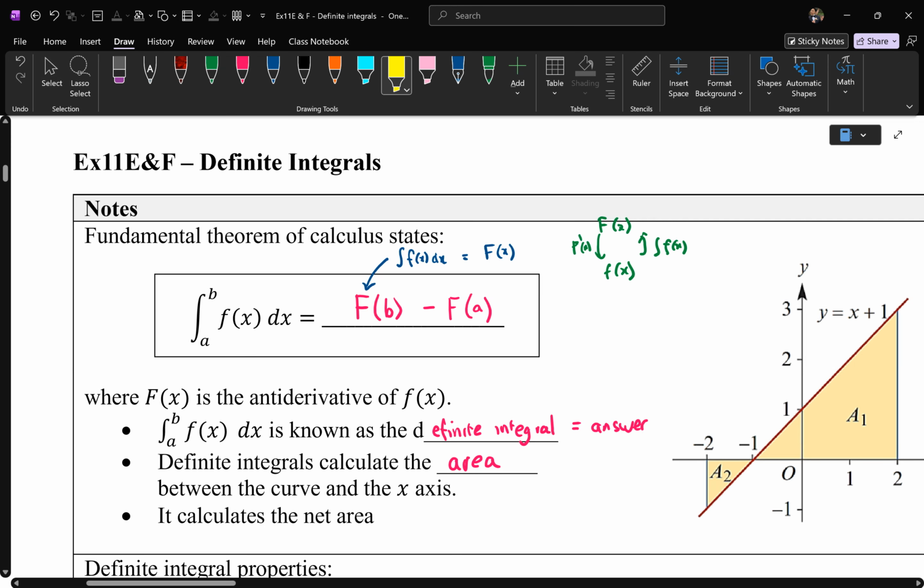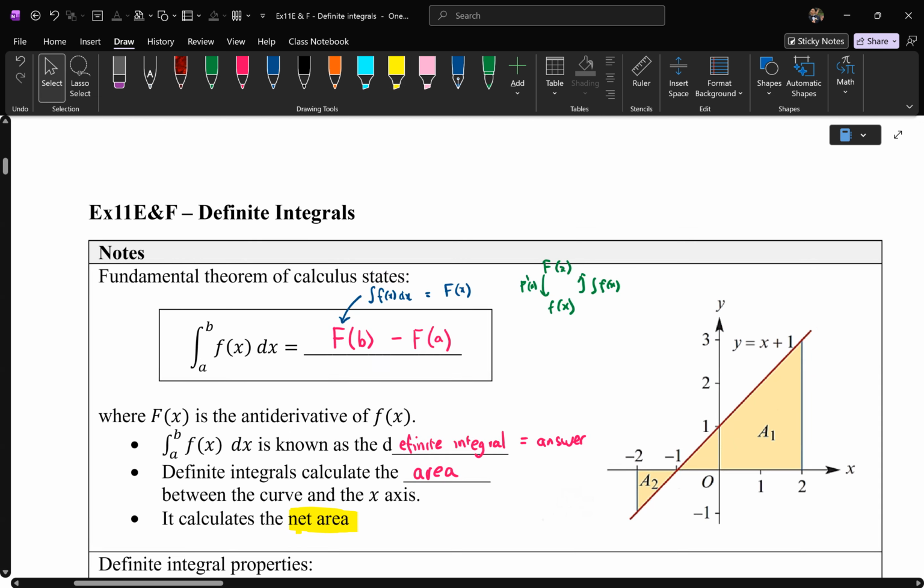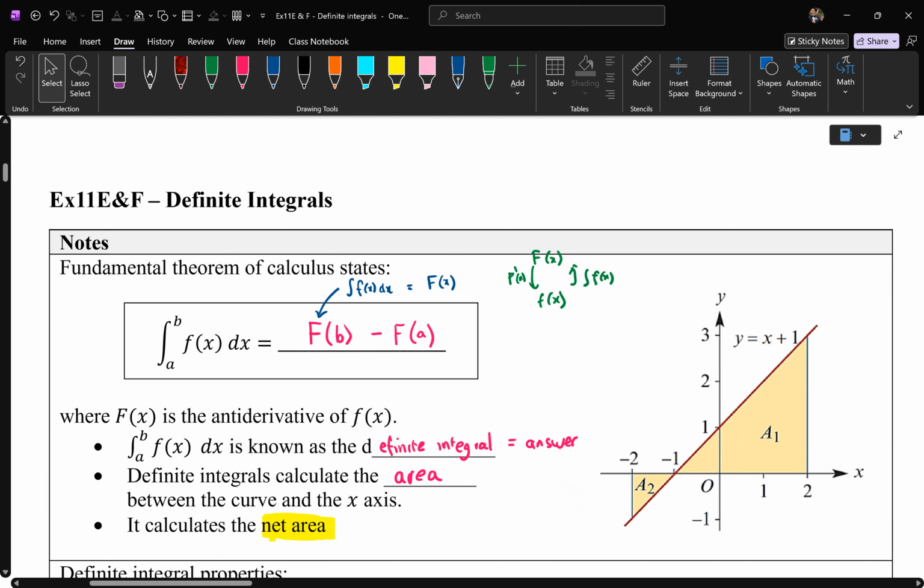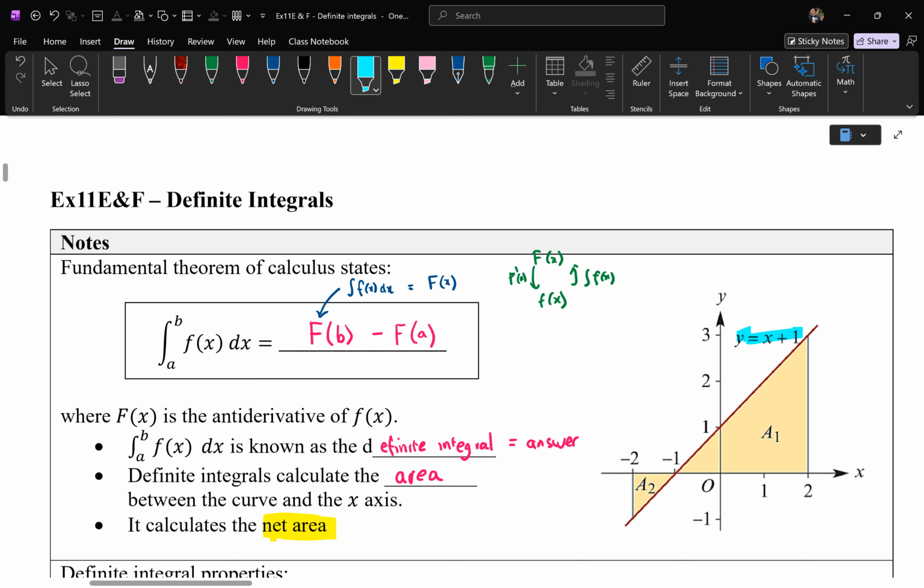However, one of the things you've got to be careful of when you're finding this between a and b is that you're actually finding the net area. What I mean by net area is, if you look at this picture on the side, that's a straight line. This equation is y equals x plus 1. So that's your y-intercept at 1, x-intercept at -1. That's your y equals x plus 1 line, right?